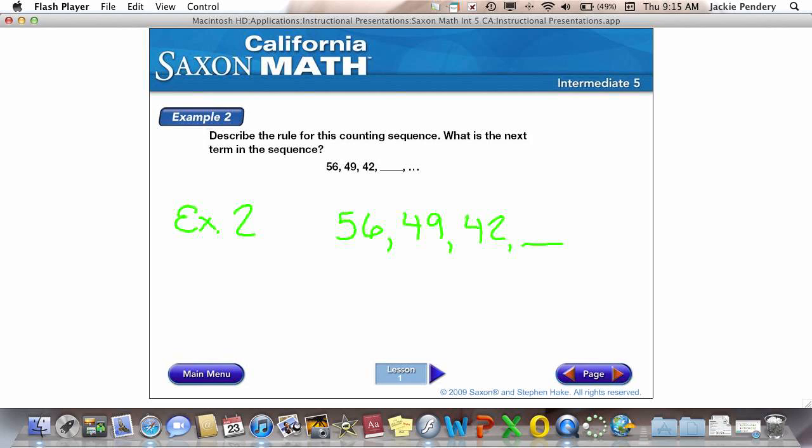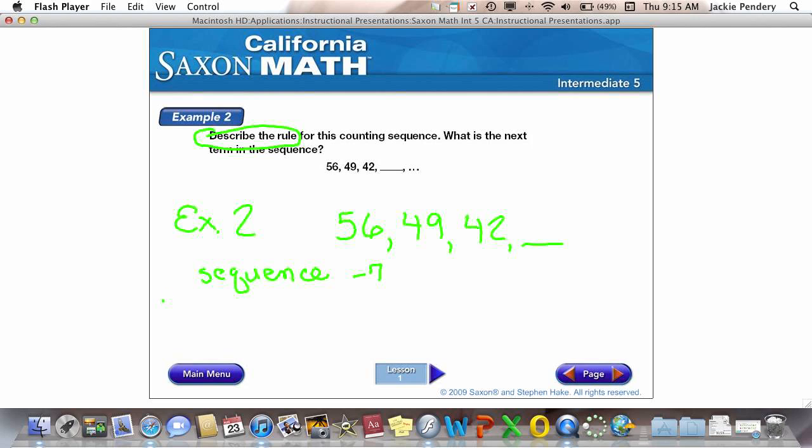So this is a 2-part problem. Okay? You need to describe the rule in a complete sentence. So, what are we doing here? Well, I see a pattern. I see a sequence of numbers. So, I know that this is a sequence. And this is a sequence that is descending or going down by 7. But now I need to turn this into a complete sentence.